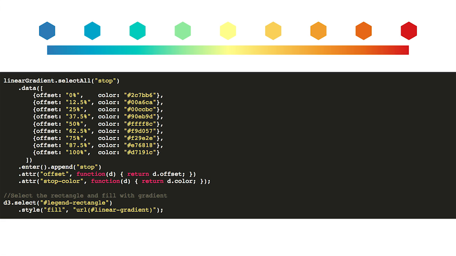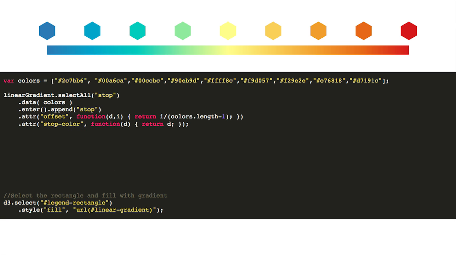And just to show you, if you want these colors to be evenly spread out, you can do it in even less lines of code, because then we only really need to supply the colors themselves. And we can calculate the offset by using the index of the color in the array and the array's length. So just to show you a bit of how D3 code really works.